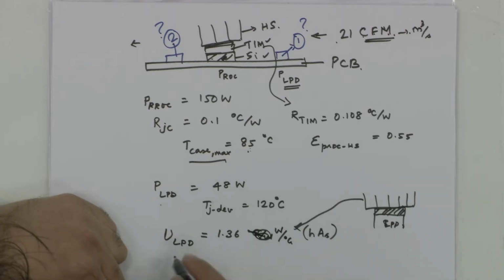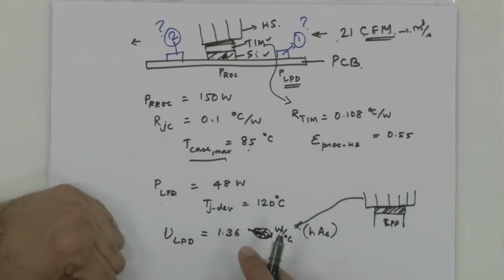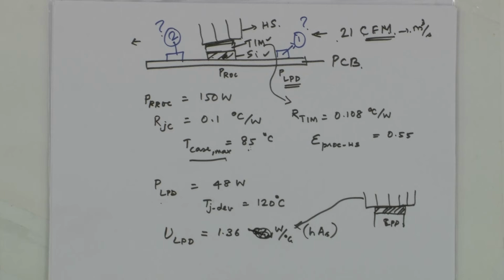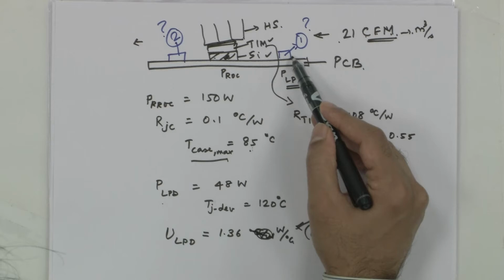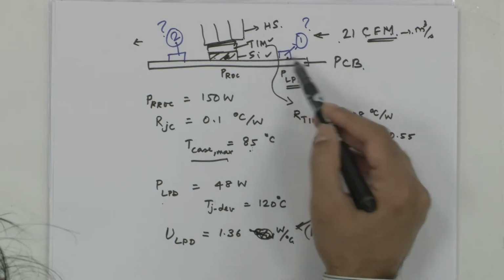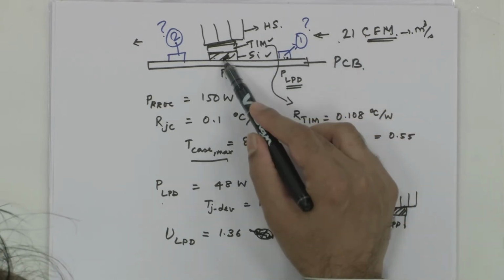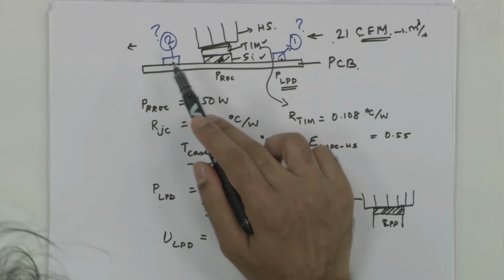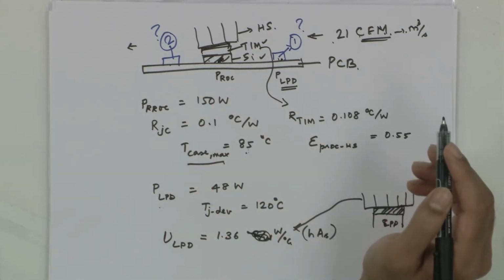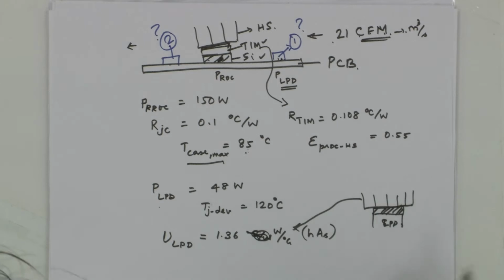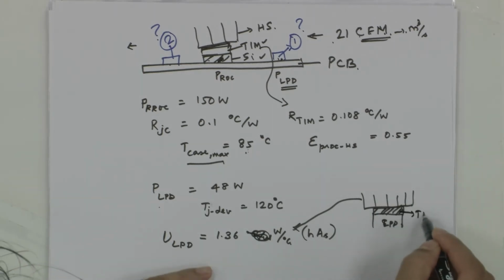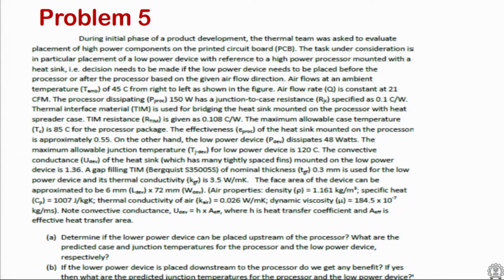So, this is given, and from this we are expected to identify whether it is better to put the low power device upstream of the processor or should it be placed downstream of the processor. That is the question we are talking about, and air is given as the flowing medium. The thermal interface material associated with this thermal resistance is also provided for our calculation.